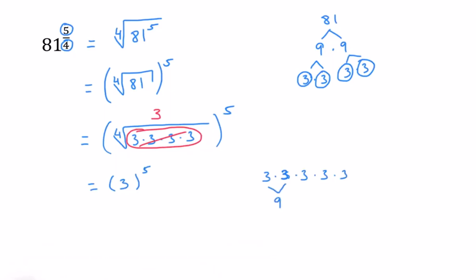So 3 times 3 is 9. 3 times 3, that's another 9. And then we have times 3. 9 times 9, so that's 81 times 3. So we have 243. That's our answer.